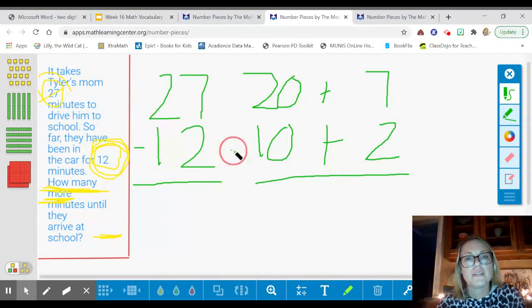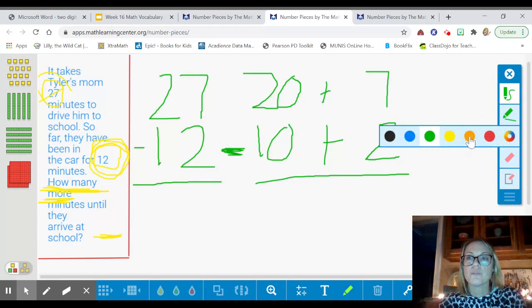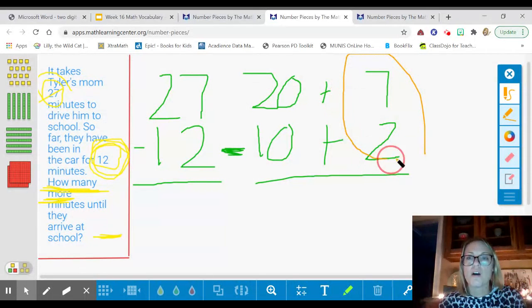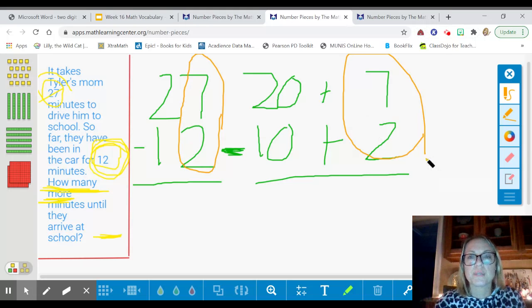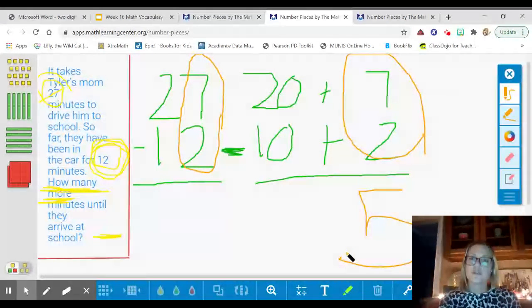Okay, and then I'm going to subtract to find the difference. Always start in your ones place, boys and girls. Always, always, always start in your ones place when you're subtracting. I know you've heard that before, but you've got to remember to always start in the ones place. Okay, boys and girls, if I have 7 and I take away 2, 7 minus 2 is 5. That's right, boys and girls.